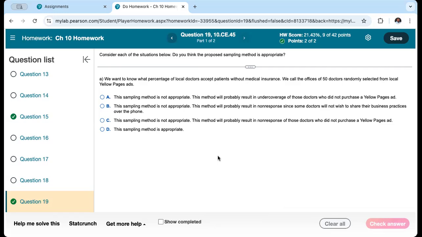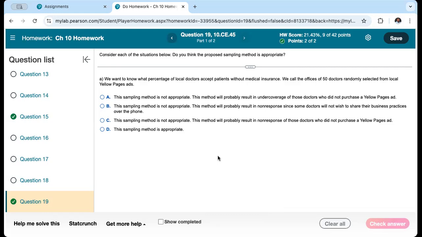Something that is not appropriate, this method will probably result in undercoverage of those doctors who do not purchase Yellow Pages ad. Why do you think it's A? Because it's not random. Like in a way, if not every doctor in the town purchased that ad and you're doing it off of 50 random, local doctors, it just doesn't seem right.